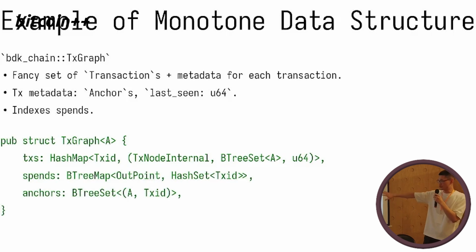So this is the internal structure of the transaction graph. We have TxNode internal because we want to allow for partial transactions, where you don't have the whole transaction, you just want to store some outpoints of the transaction. Then we have a set of anchors as a generic, then the last seen timestamp, and everything else is just indexed backwards.